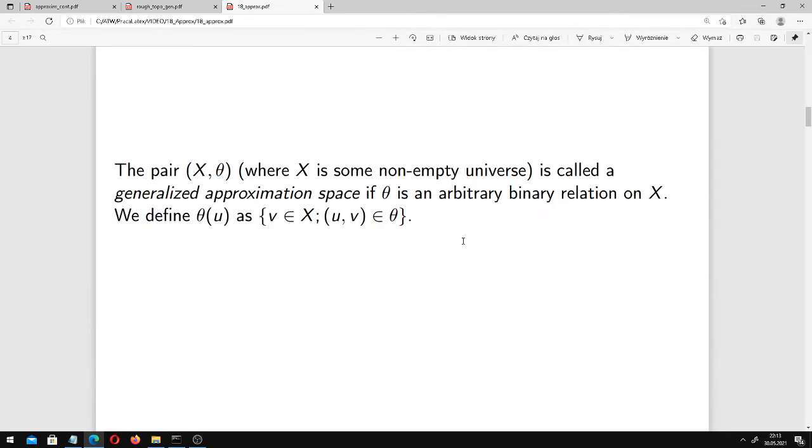Now let us define a generalized approximation space. This is just an ordered pair (X, theta), where theta is an arbitrary binary relation on a non-empty universe X. And here we define something similar to the concept of equivalence class, but of course we remember that theta need not be an equivalence. So theta of u is just the set of these elements v such that u and v are connected by the relation theta.